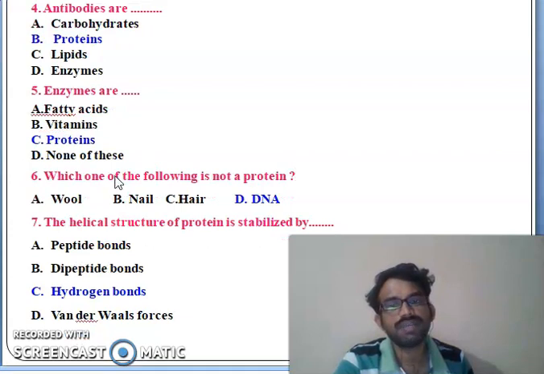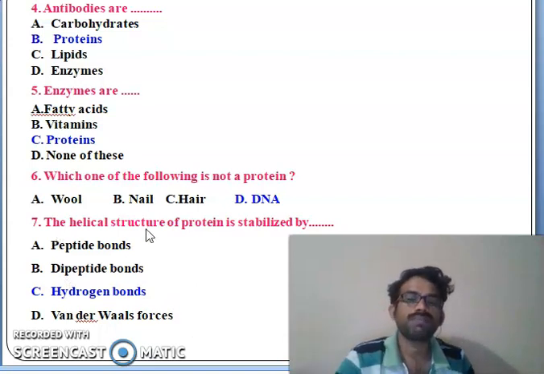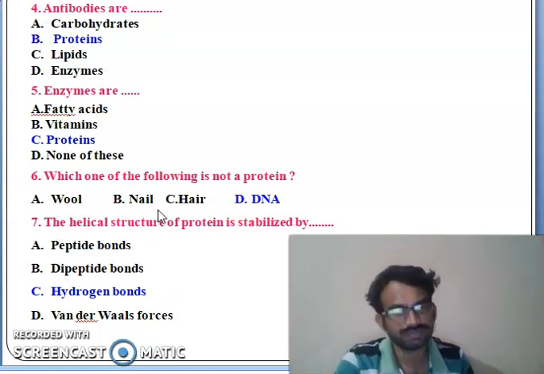And you can see the sixth bit, which of the following is not a protein. Here are given four choices: wool is a protein, nail is a protein, hair is also a protein, but DNA is not a protein. So DNA is the correct answer. Seventh bit, the helical structure of proteins is stabilized by peptide bonds, dipeptide bonds, hydrogen bonds, van der Waals force. So most proteins have three kinds of structure. You can see primary structure, secondary and tertiary structure. The protein structures are mostly stabilized by hydrogen bonds. Helical structures are stabilized by hydrogen bonds.